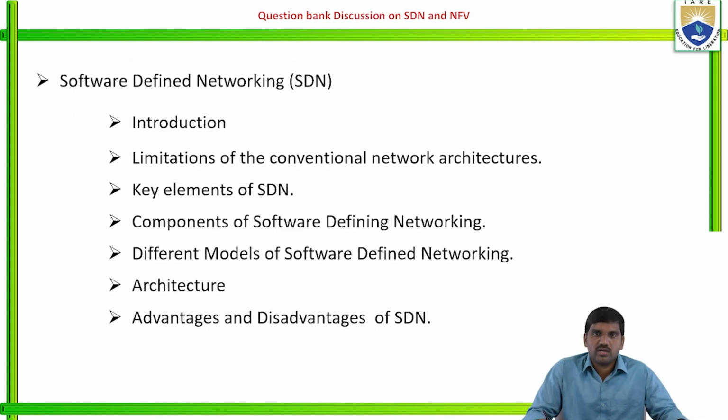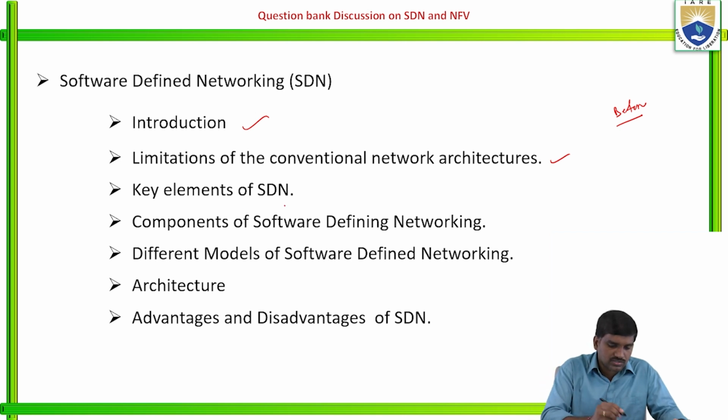First, let's start with software defined networking. What are the main contents? The introduction, the limitations of conventional network architecture. Before implementing software defined networking, we first have to know the limitations and specifications of conventional network architecture. To overcome those limitations and disadvantages, we go for the improved version, software defined networking. Then the key elements and components, the different models of software defined networking architecture, and lastly the advantages and disadvantages of software defined networking.